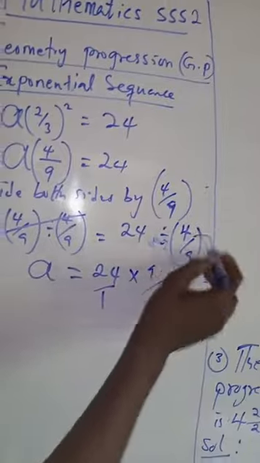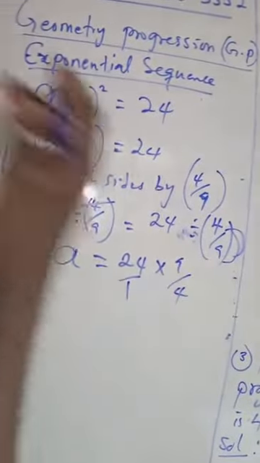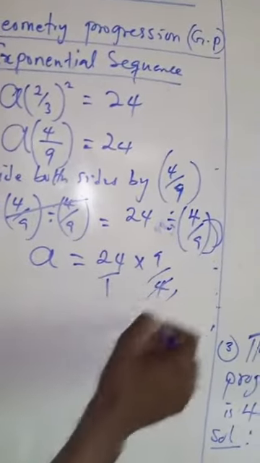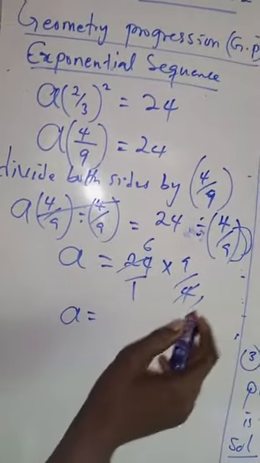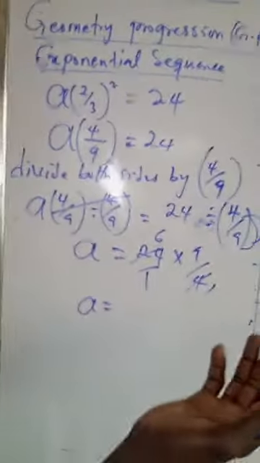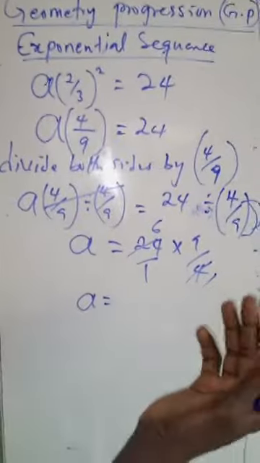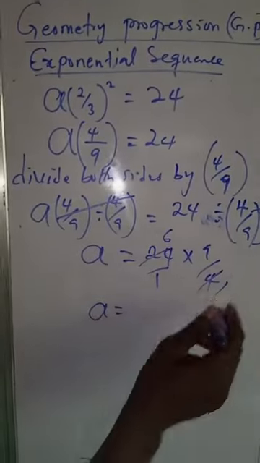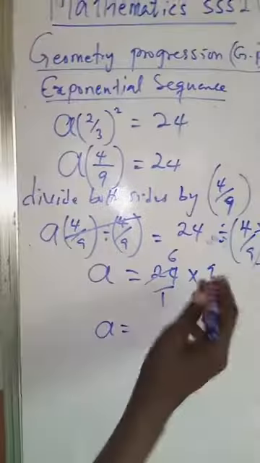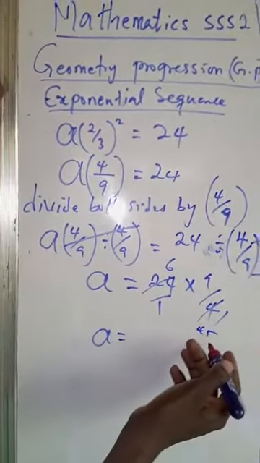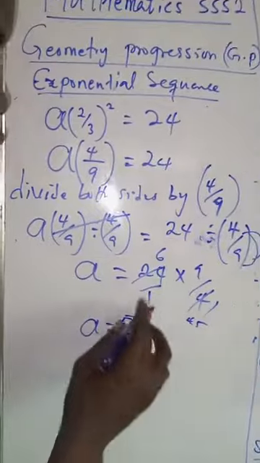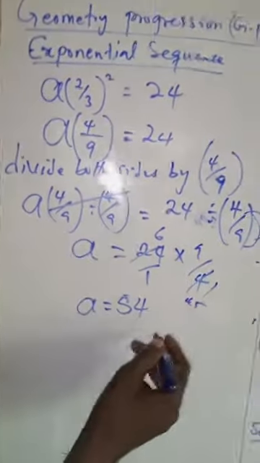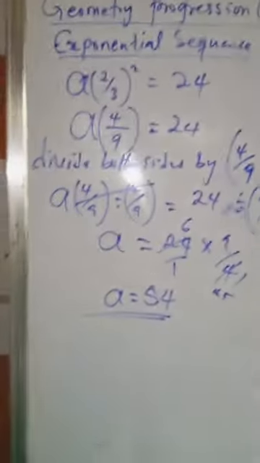So I'll reciprocate this as this changes to multiplication. 4 here, 1, 4 here, 6, am I right? My a will now be equal to 9 times 6. 9 times 4 is 36, and 9 times 5 is 45. 45 plus 9, and that's 54. So my a is 54.